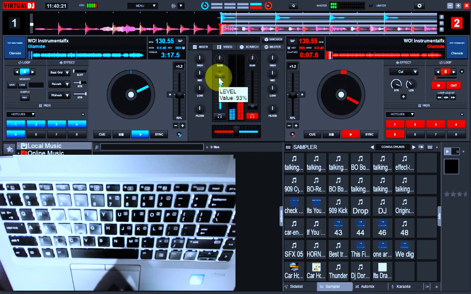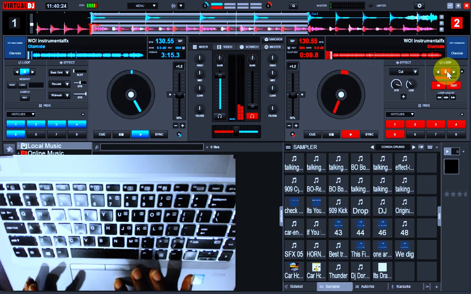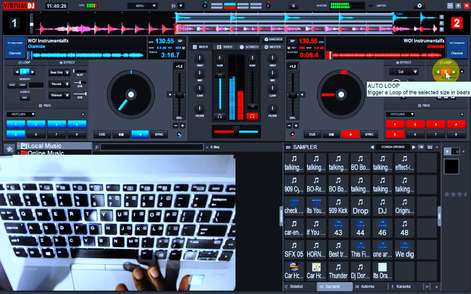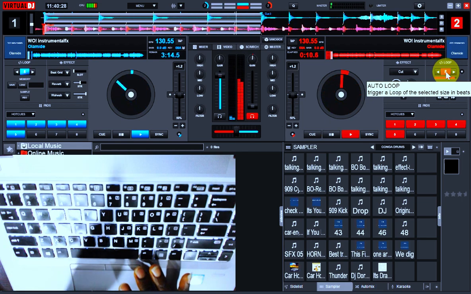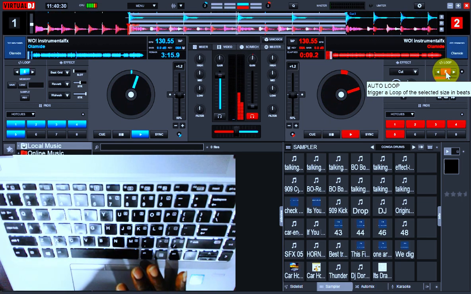1, 2, 3, 4. 1, 2, 3, 4. So in this case, it is actually on 8 beats, which means for each one beat, you have two sounds on it, which is 1, 2, 3, 4. So that is how it is.